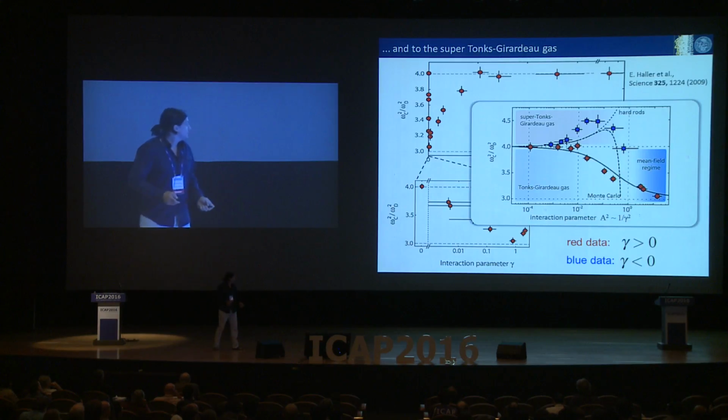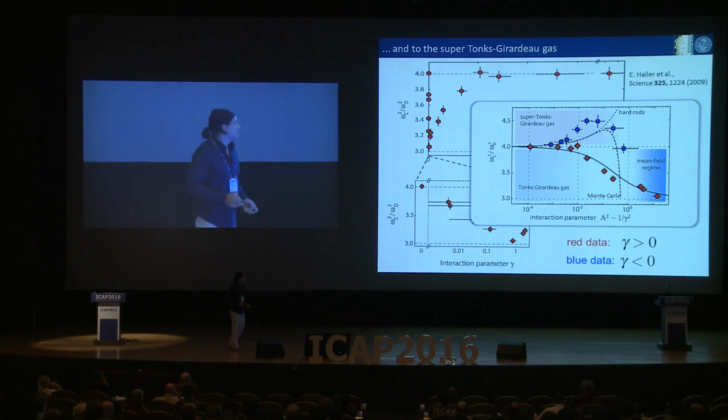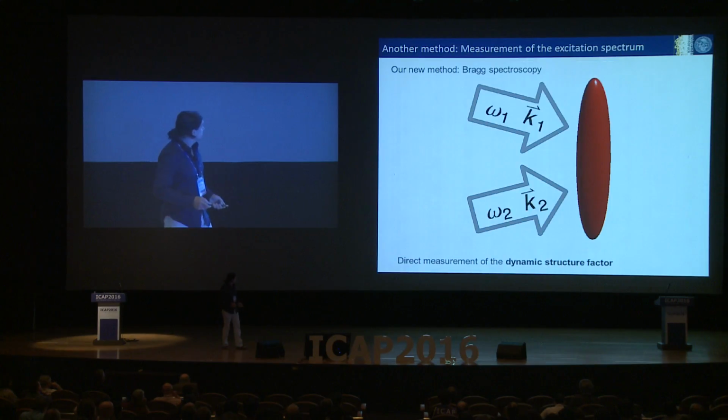Now, just to show you that this is not some artifact, actually one can go to attractive interactions. The blue data here in this plot is for negative gamma, and actually one can see that correlations are even enhanced. That's a very, very drastic effect. But I will not go into the details here. This is an old story from some years back.